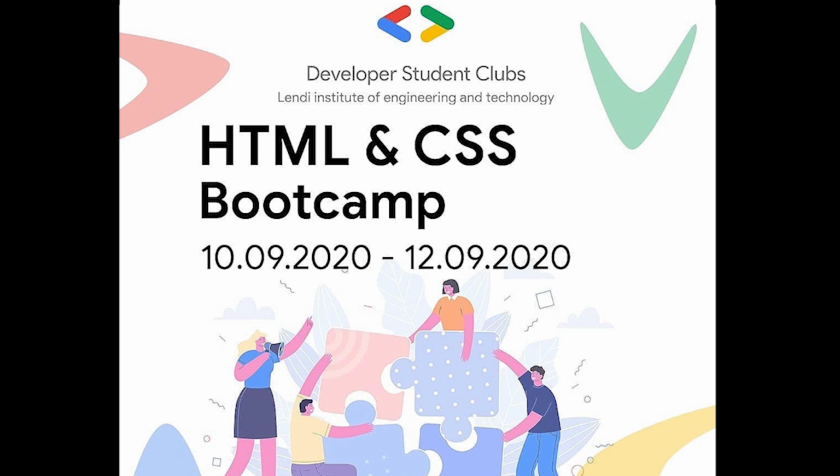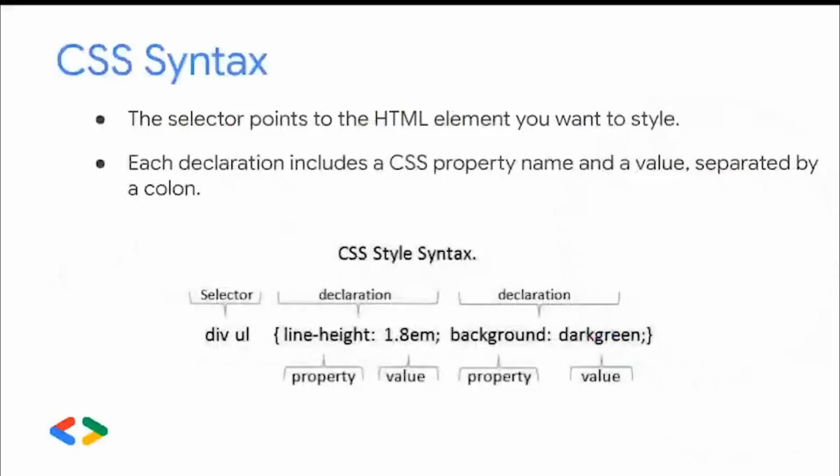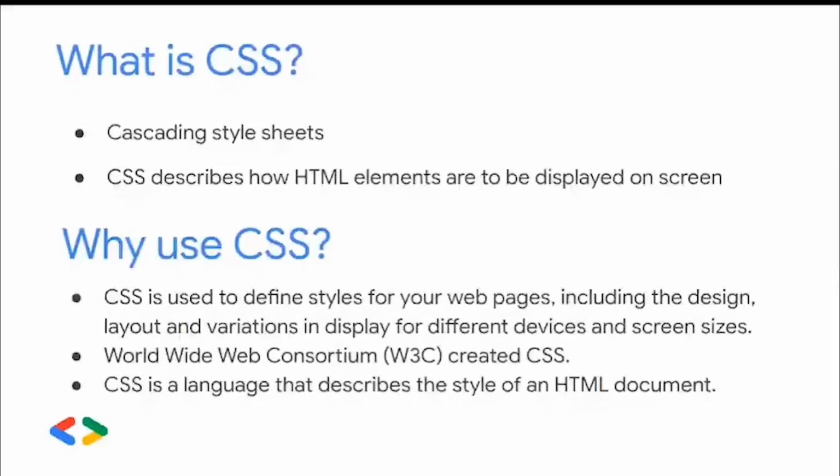So, today's session is about CSS. What is CSS? I hope this is clear. CSS is nothing but Cascading Style Sheets. Cascading is nothing but fighting, like we can define multiple stylings to one HTML element. So that's what cascading means. Don't worry about this. You will get to know while you code.